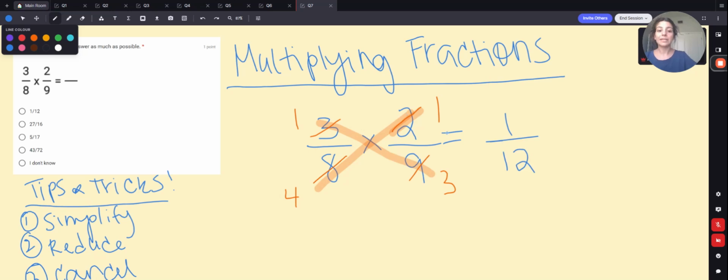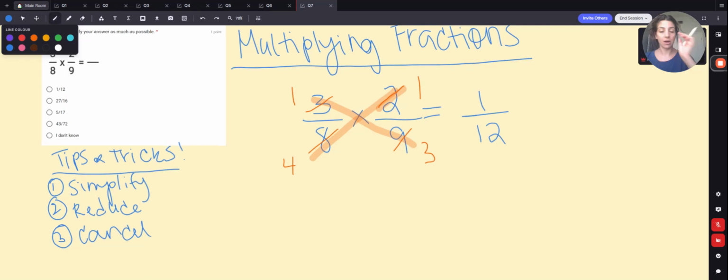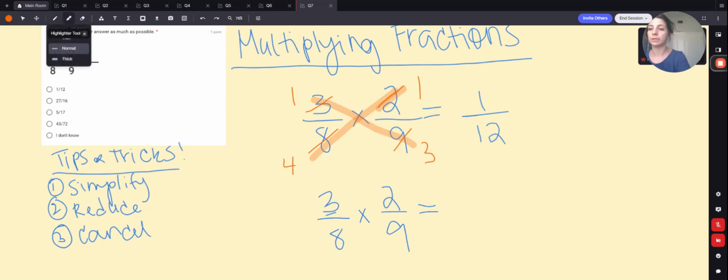We could see the multiplication done without simplifying before we multiply. So if we have 3 over 8 times 2 over 9, we can still simply multiply across. 3 times 2 is 6, and 8 times 9 is 72.